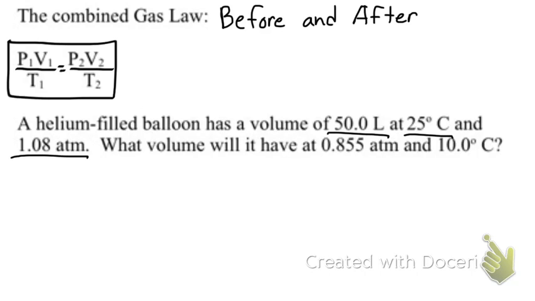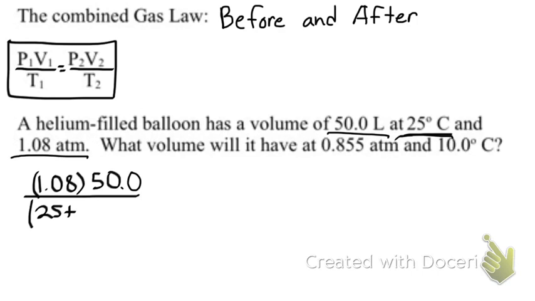So, as I look, I see that my first pressure is 1.8 atmospheres, so it goes where P1 belongs. Next, volume 1 looks like it's 50 liters, so volume 1 goes where V1 is. And lastly, T1 is our first temperature. We're going to take 25 plus 273 to get our final temperature. That looks like it's going to be 298.